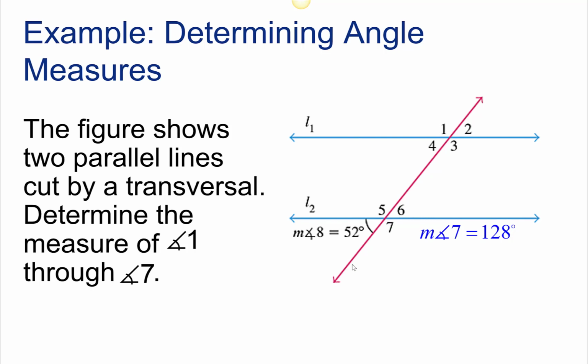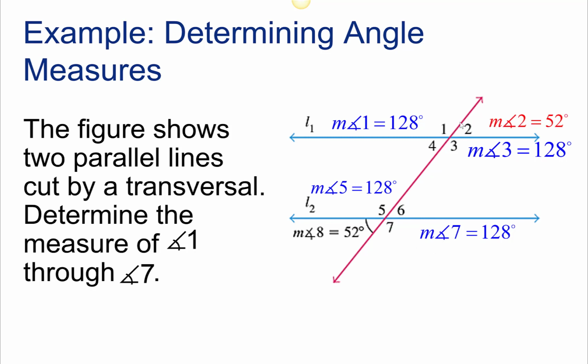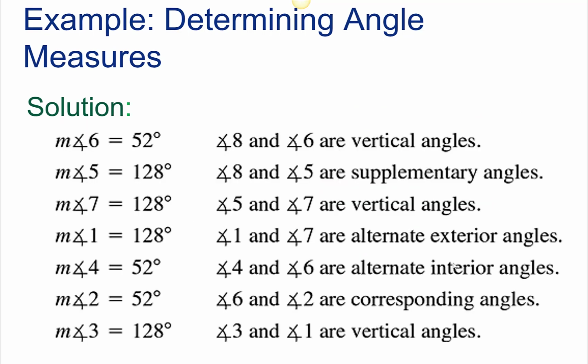Now, what else do we know? We know that angle 8 and 6 are vertical, so they have the same measure. Likewise, angles 5 and 7 are vertical, so they have the same measure. So we can fill those in. We also know the interior alternate angles have the same measure, so we could fill those in. And again, vertical angles have the same measure, and then we can go back on the others and fill those in. So these are vertical here, so they have the same measure. And come back down here, and we can fill in all the remaining angles.